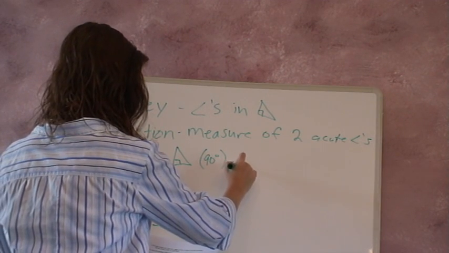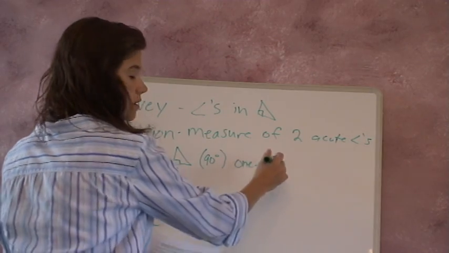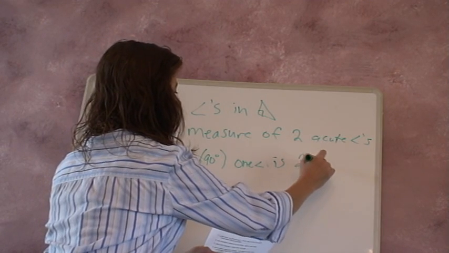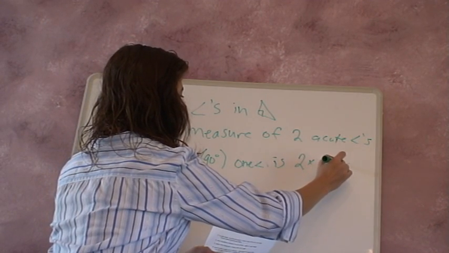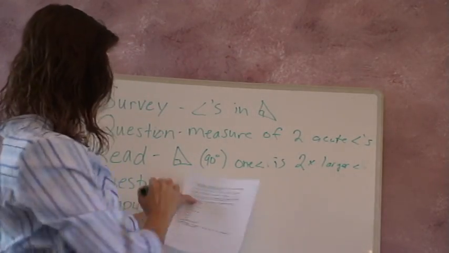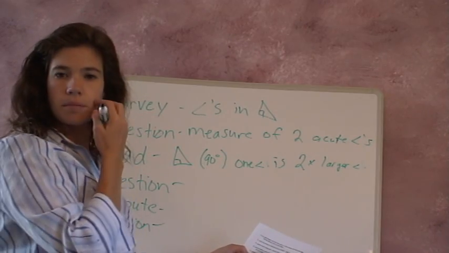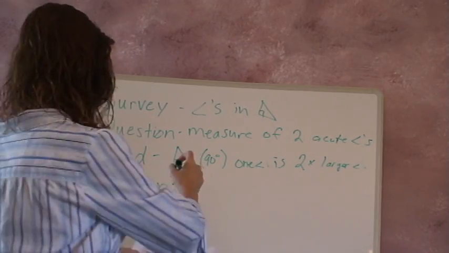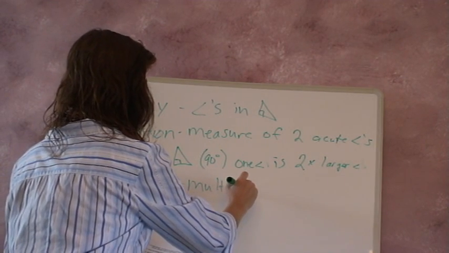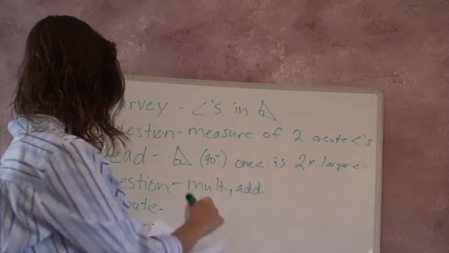And one angle is what? Yes, 2 times larger than the other angle. Okay, and then you're questioning again. What did you put for this one? Sam? Yes, it's a multiplication. And you will also use addition, just so you evaluate in which direction you're going. That's fine for that step.